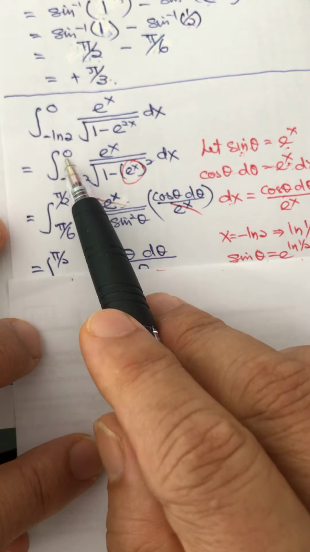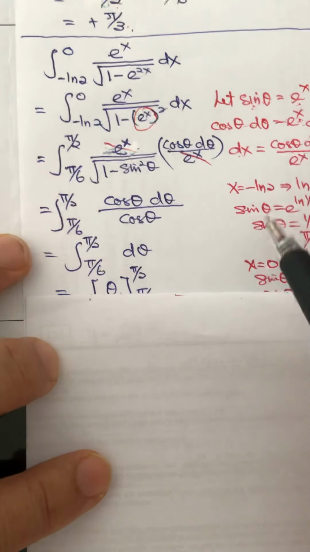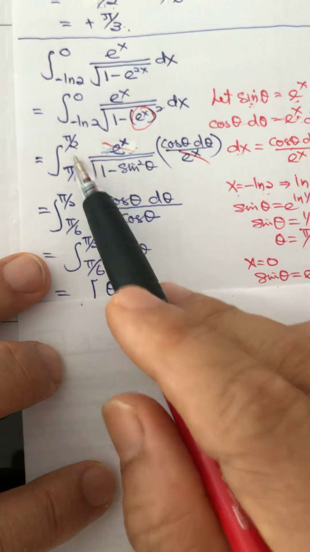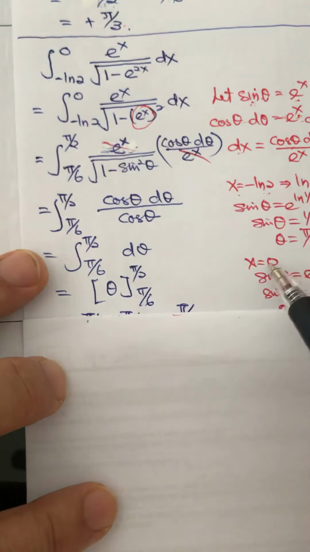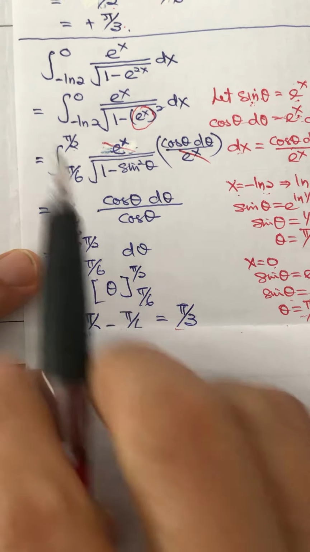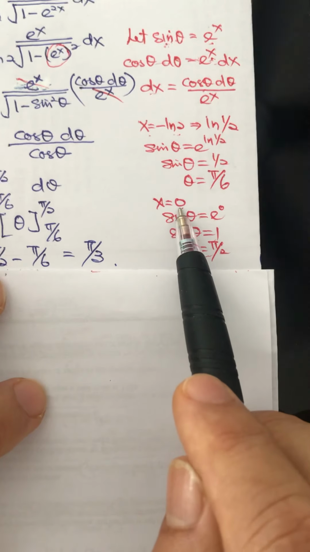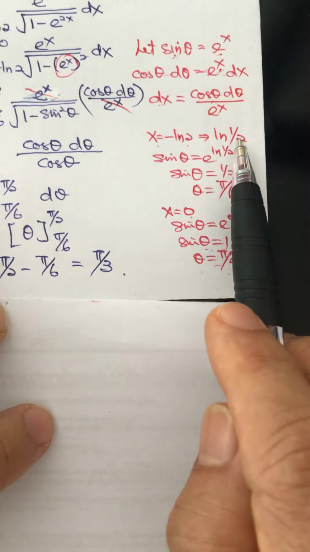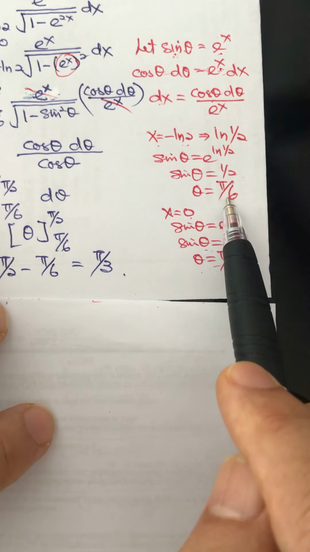Okay, so when x is 0, you see I show you here. x is this one. I just show you how to change this one. So when your x equal to 0, the top one, then this one is pi upon 2. Then when x equal to negative ln 2, here just now x equal to 0, you get 1, which is pi upon 2. But when x equal to negative ln 2 is ln half. So this one, so your sine theta is half, theta is pi upon 6.